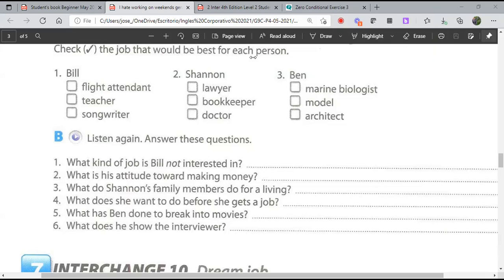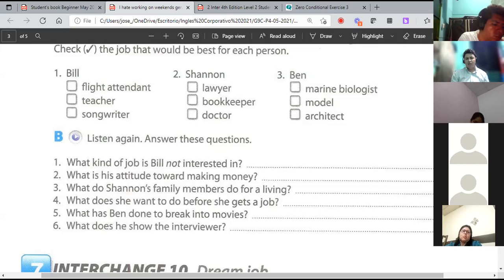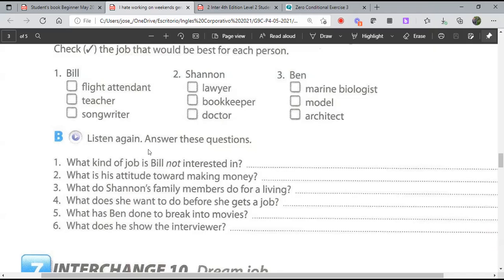Thanks so much for your help, by the way. The next one, somebody else. What has been done to break into movies? He has a lot of free time, by the way. Or maybe he has a very strong will, right? To be fit, because he said that he needs to be fit for the type of job that he wants to undertake.